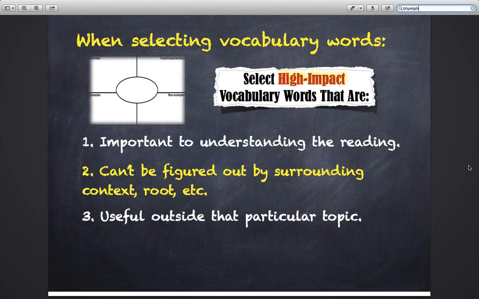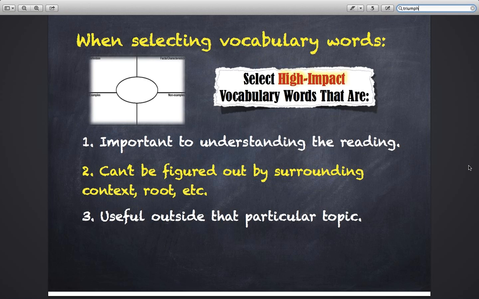A lot of people ask me, well, how do I know which words to select when using a Frayer model? And so here are 3 really good guidelines for selecting words. Obviously you can't give students a list of 10 words and have them do a Frayer model for all 10 words, right? So what you want to do is select really high impact vocabulary words that are 3 things. First, they're important to understand the reading, right? Whatever it is that you're studying, the unit, they're going to be really important to understand the unit and the reading throughout the entire time.